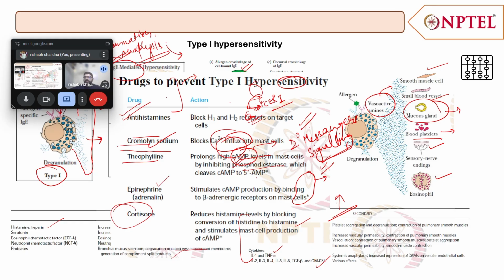Okay, then we have epinephrine or adrenaline that stimulates cAMP production by binding to the beta adrenergic receptors on the mast cells. Then we have cortisone that reduces histamine levels by blocking conversion of histidine to histamine, and stimulates mast cell production of cAMP. Okay, so these are the drugs that can actually help lower the allergy or the type 1 hypersensitivity.